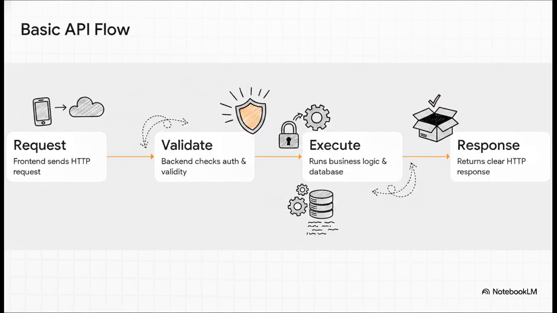Think of this as the step-by-step hero's journey of a basic HTTP request. Step 1, the front end sends a request, say a mobile app asking for some user profile data. Step 2, the backend receives it, but instead of blindly fetching that data, it acts like a gatekeeper to validate the request and check authentication. Step 3, it executes the actual business logic and safely interacts with the database. And finally, step 4, it packages up that data and returns a clean, predictable response. This strict separation of responsibilities is the entire foundation of good architecture.